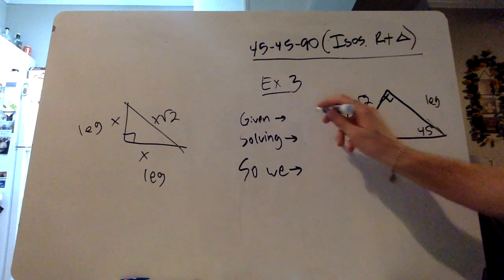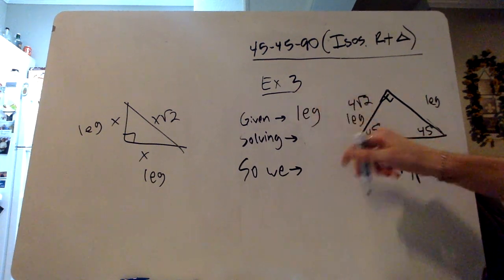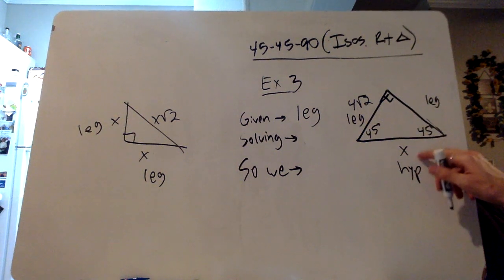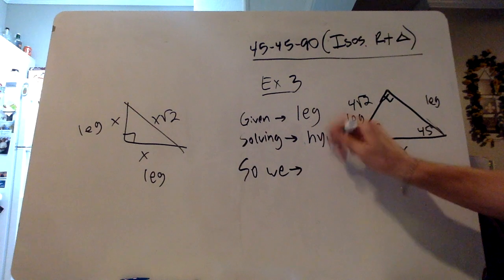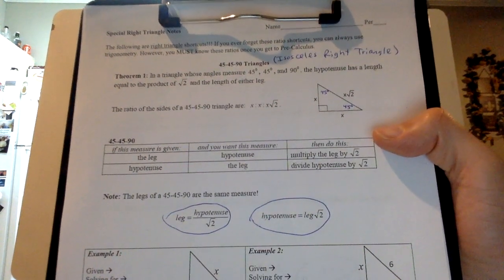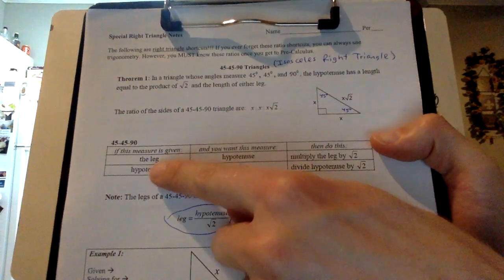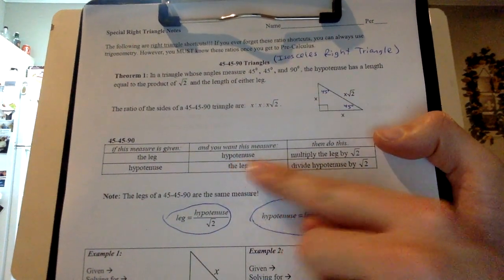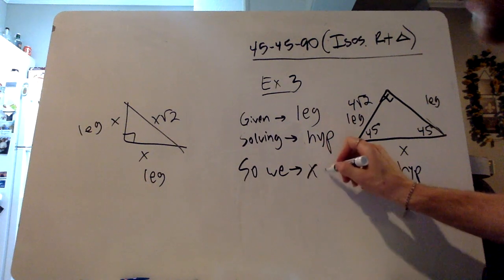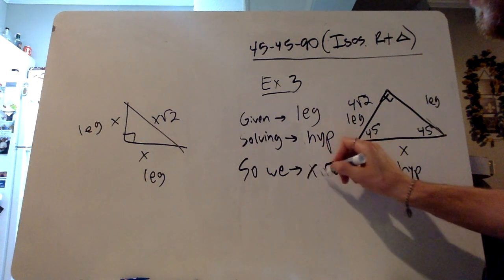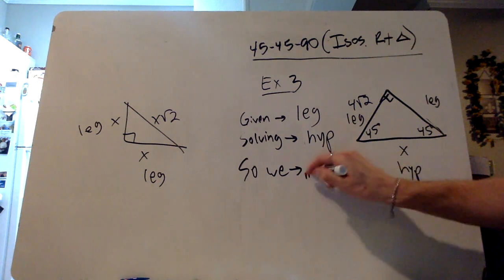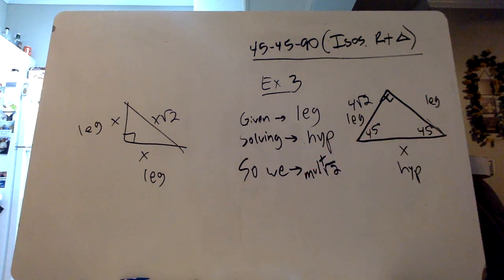Again, we're given the leg. Happens to be 4 square root of 2. We are solving for the hypotenuse over here. Back to your chart. If you're given the leg, solving the hypotenuse, top row, multiply. So we're going to multiply by square root of 2. So multiply by square root of 2.